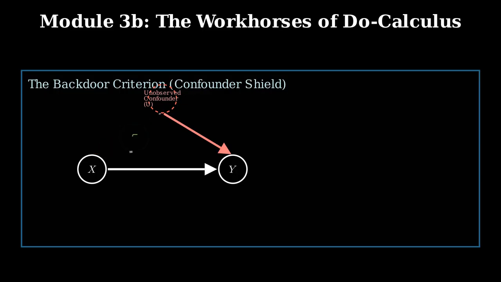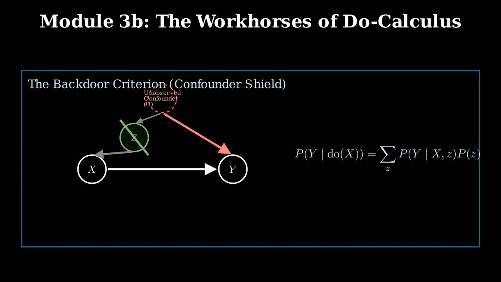If we can identify a measurable variable Z, such as patient clinical subtypes, that effectively intercepts or blocks this backdoor pipeline, we can isolate the true causal effect. Conditioning on Z acts as a physical shield. When a set of variables Z satisfies this criteria, do calculus yields the classic backdoor adjustment formula. This reweights the data across subgroups of Z, mathematically shifting our perspective from observation to true intervention.